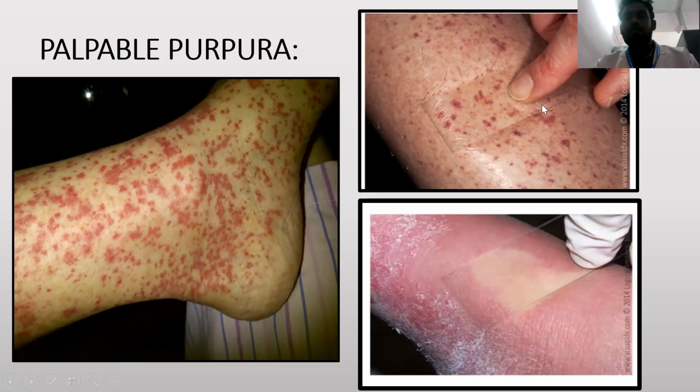So if blanching is not seen, this is a simple test. Whenever you have a doubt whether it is a simple erythema or whether it is a purpura, you can do a diagnostic test where you press a glass slide over the particular area affected, and if there is blanching seen here, then you can consider it as an erythema. If there is no blanching, if the lesion stays the same, then you can consider it as a purpura.